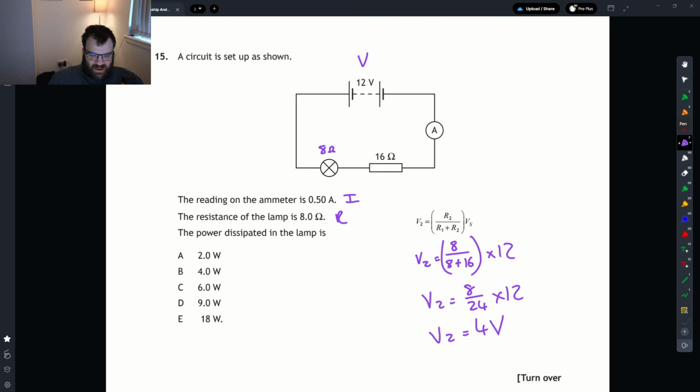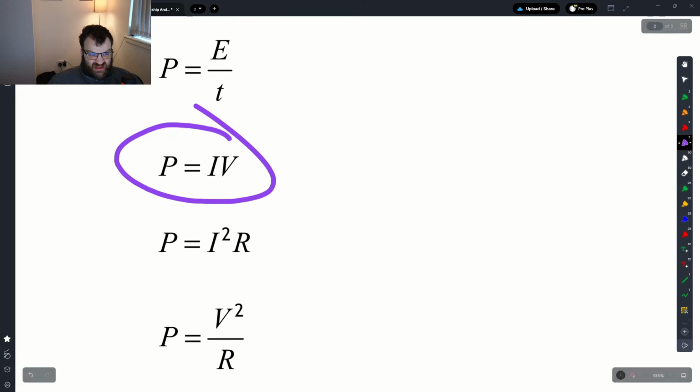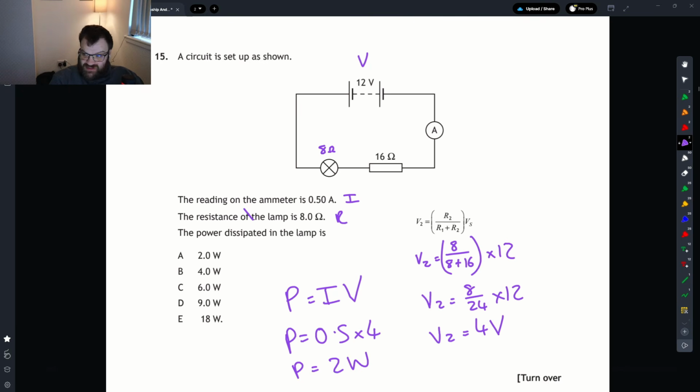We then want power, so P. A few options for the power one. I just worked out the voltage, so maybe IV would be a good one. That's going to be the 0.5 amps times that 4 volts that we worked out. And P would equal 2 watts, which gives us A as our answer.